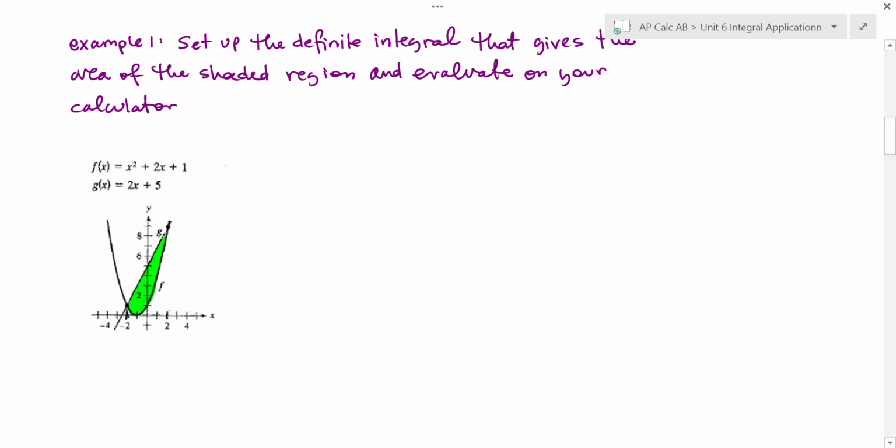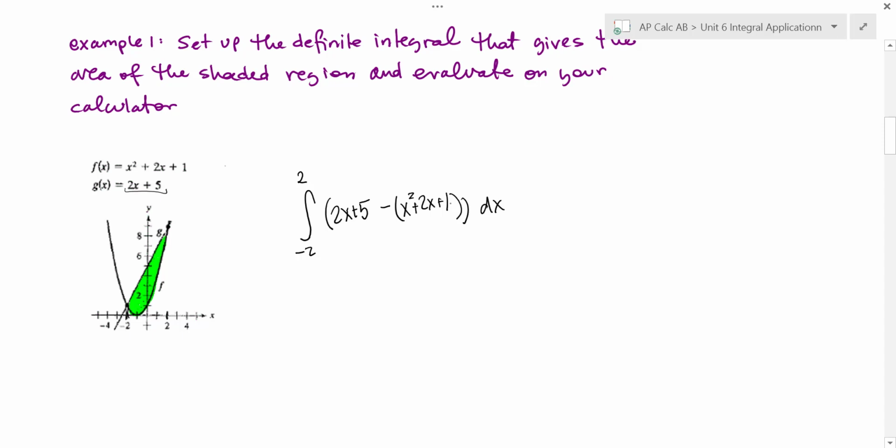We're going from -2 to +2, so that's going to be my interval. And now I need to figure out which function is on top and which function is on bottom. So my top boundary is function g, which is 2x minus 5 plus 5. And then I'm subtracting that bottom function, which is x squared plus 2x plus 1. If you were not allowed to use a calculator, then you would need to distribute the negative, combine like terms, and integrate from there.